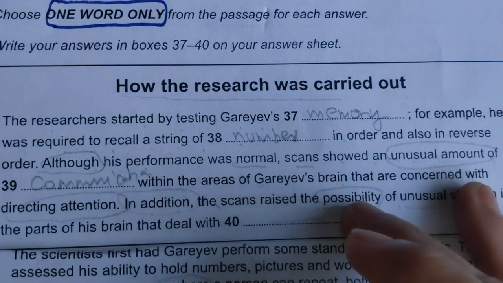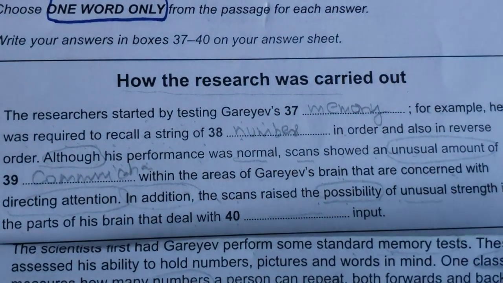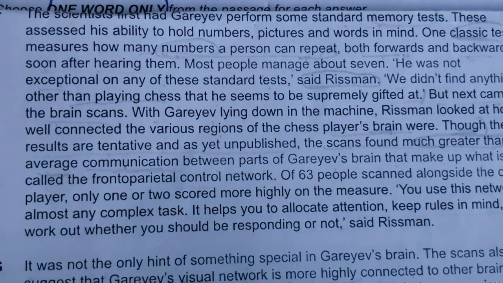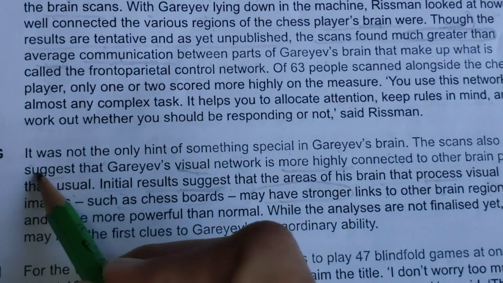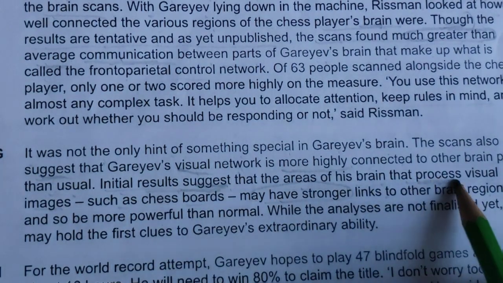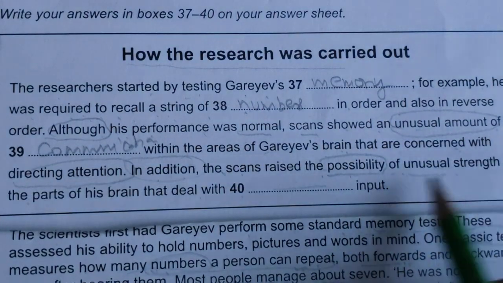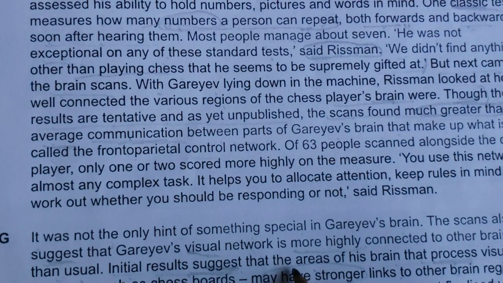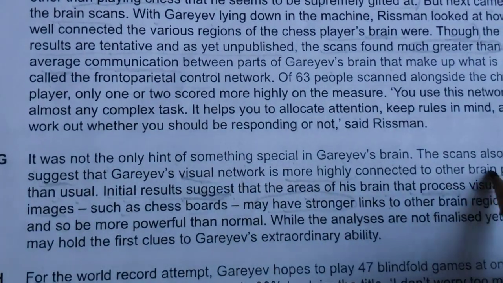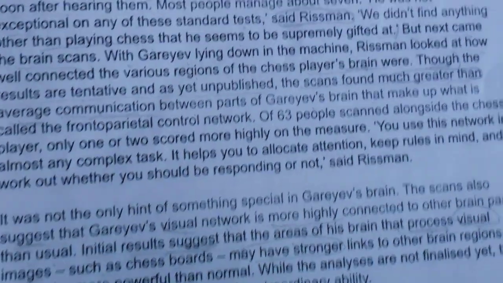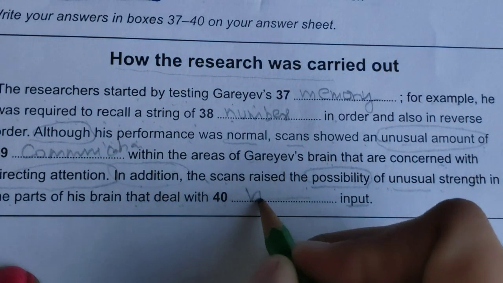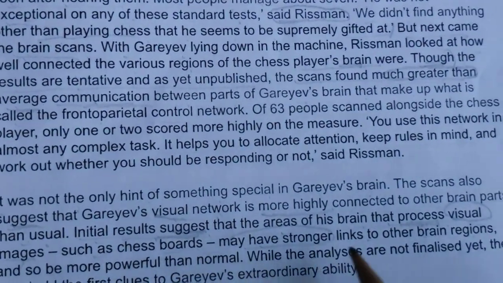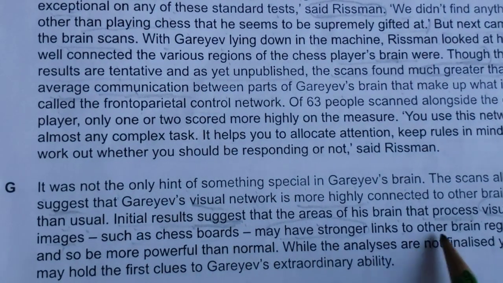Let's read it again. In addition, the scans raised the possibility. Suggest, possibility here means like suggest. Suggest areas of his brain that process, here means possibility of unusual strength in parts of his brain that deal with that input. Which type of input they want to put? Areas of the brain that process visual images, that deal with visual inputs. Visual images such as a chessboard may have stronger links to other brain regions.